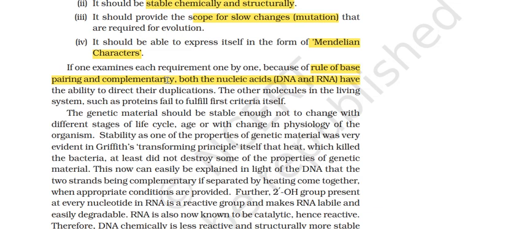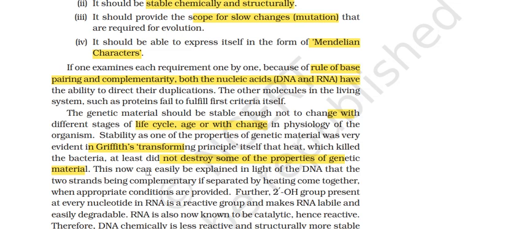Fine. The genetic material should be stable enough not to change with different stages of life cycle, age or with change in physiology of the organism. Stability बहुत important है. इसको वैसे ही रहना है no matter what the organism body, the rest of the body is going through. Stability as one of the properties of genetic material was very evident in Griffith's transforming principle itself, that heat which killed the bacteria at least did not destroy some of the properties of genetic material. हम heat killed strain ले रहे थे लेकिन फिर भी transformation हो रहा था S strain से into the R strain. This was only possible because of this genetic stability of the DNA.